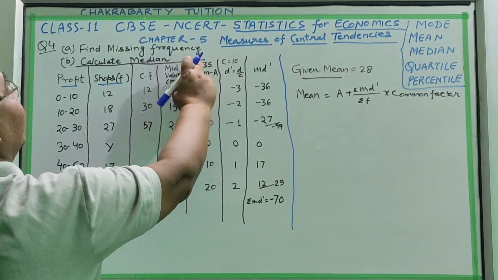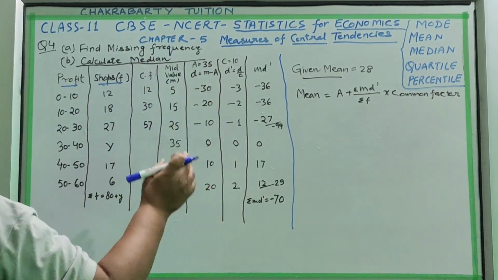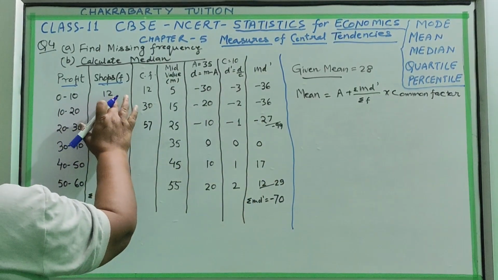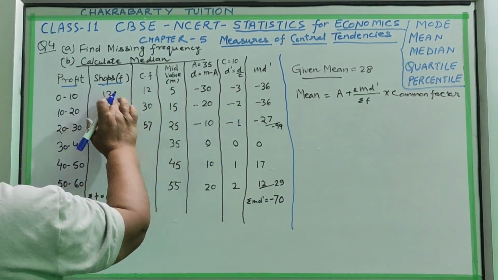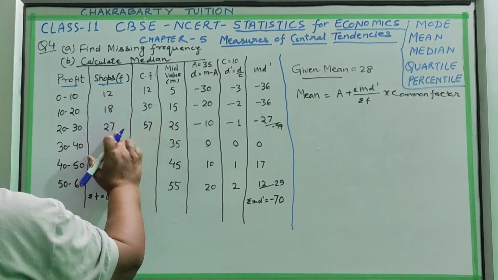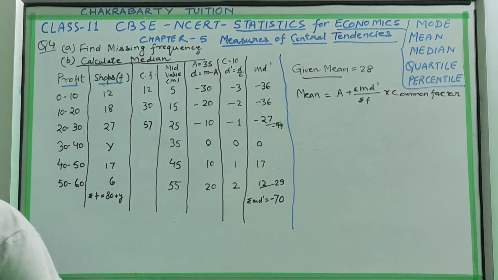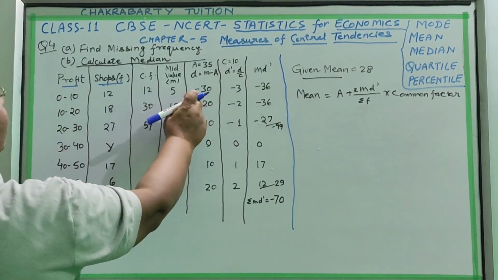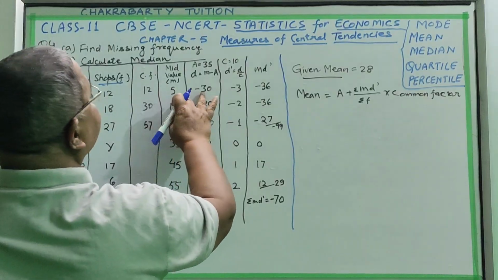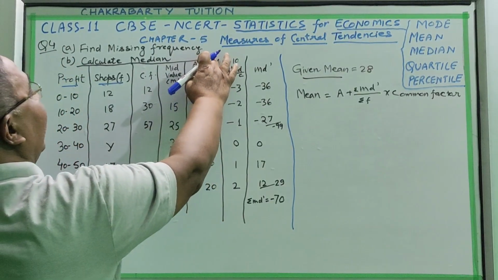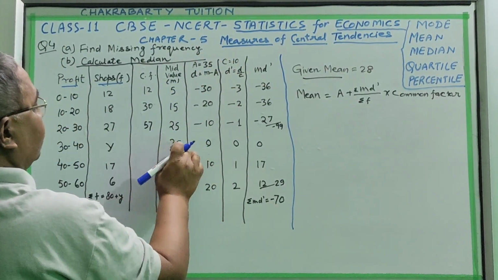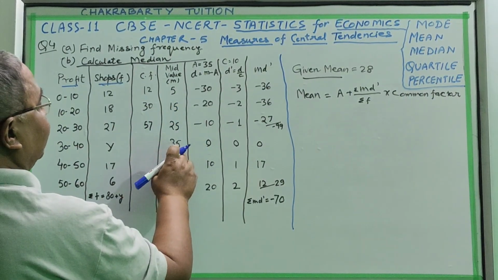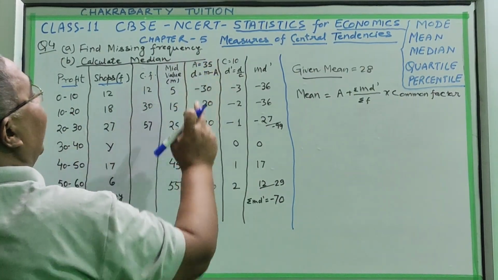Now we have assumed a mean. Any mean you can assume. It makes a shortcut, otherwise the calculation will be too large. Otherwise it becomes 12 into 12, 18 into 30, 27 into 57, and like this it becomes a big calculation. So for the mid values, we have taken an assumed mean. Normally you take the middle value. Here all 6 data are there, so we have taken 35 as the assumed mean.